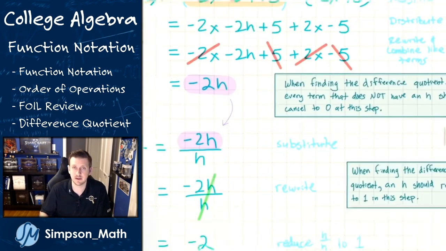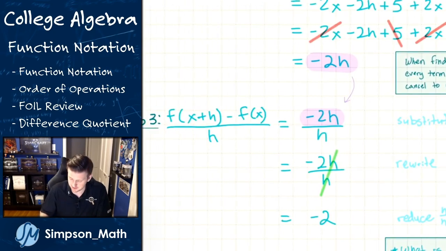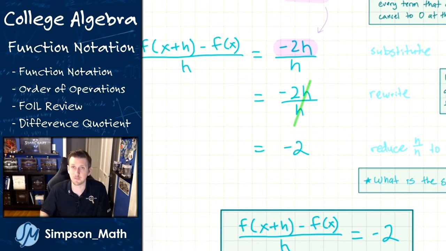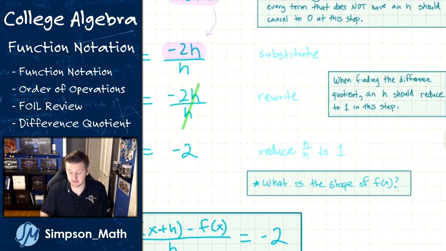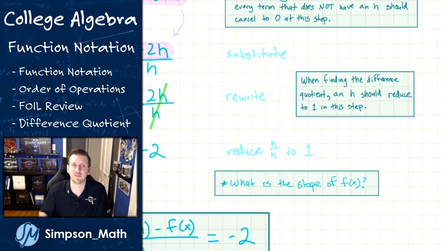And then the last step is to divide by h. So I take my numerator and then divide it by h. The h is reduced to 1, and we're left with just negative 2. So again, because everything had an h left over, everything here has an h in it, and then we just divided by h, that means when finding the difference quotient, h should reduce to 1 in that step, pretty much every time.